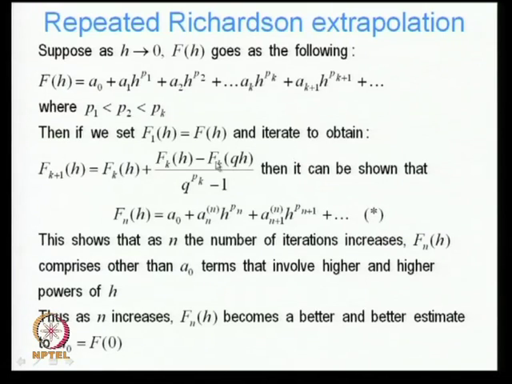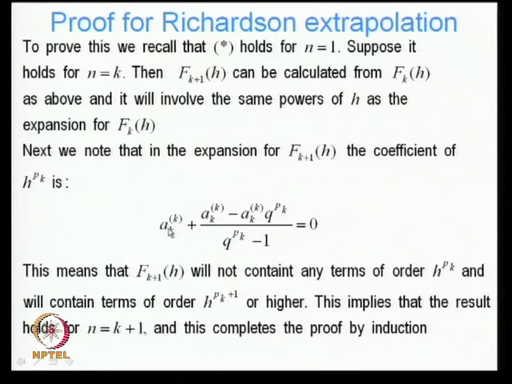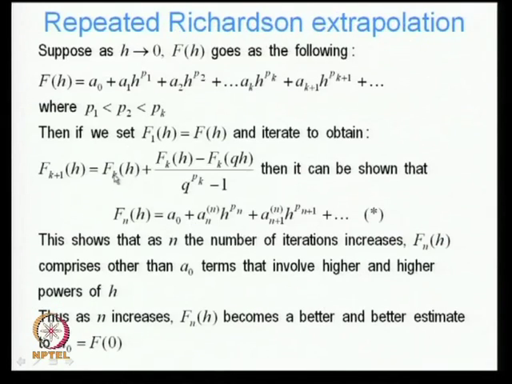If I evaluate Fk with QH, it will be H to the power Pk times Q to the power Pk. So, now the coefficient will be Ak Q to the power Pk. The coefficient of H to the power Pk, if I use a step size QH, is going to be Ak Q to the power Pk. So, it will be Ak minus Ak Q to the power Pk divided by Q to the power Pk minus 1, and of course, this term which is Ak, which is coming from that term. The coefficient of H to the power Pk will be Ak.